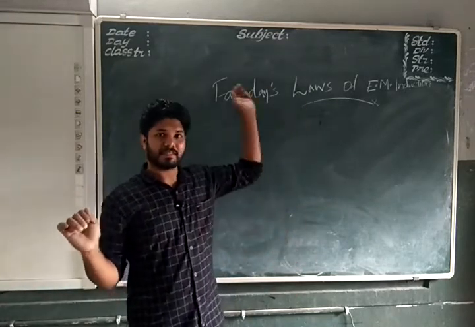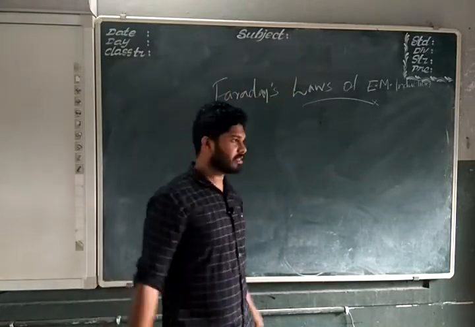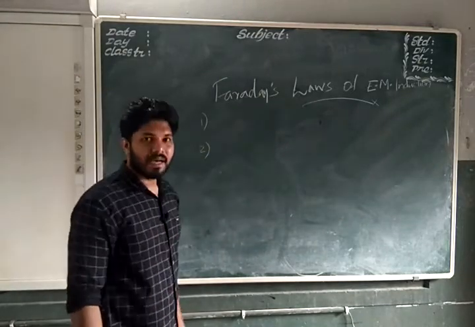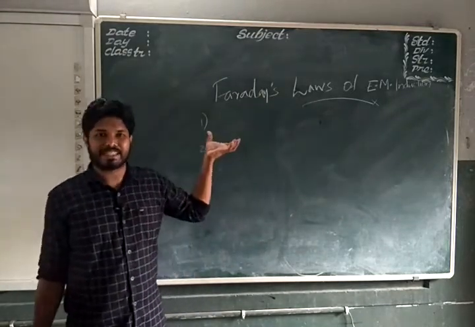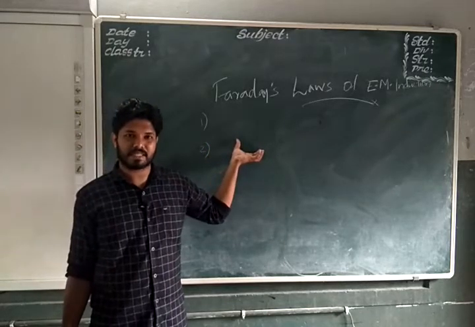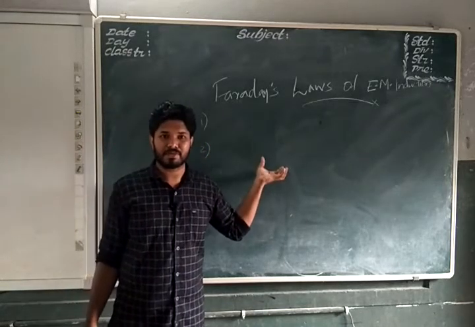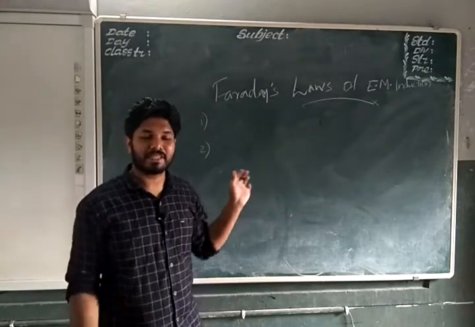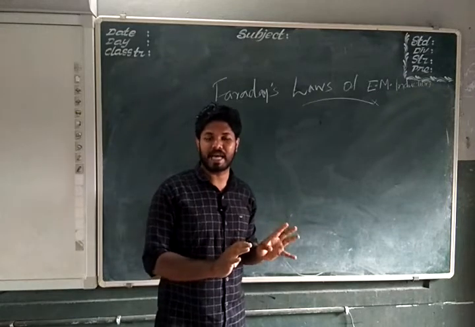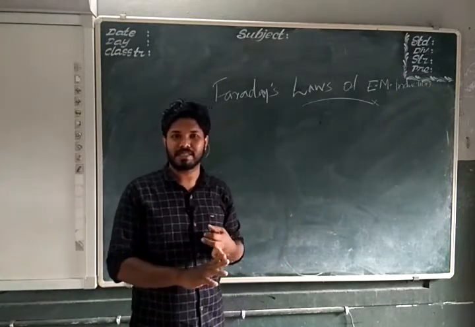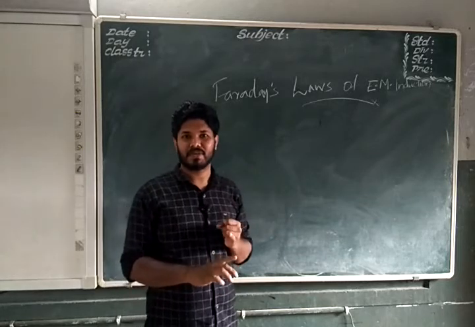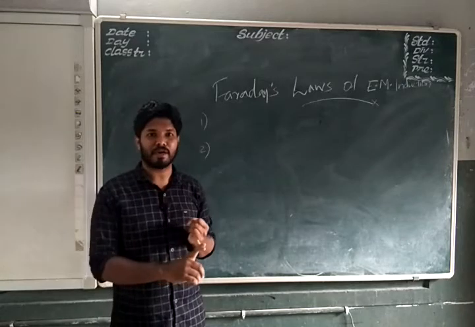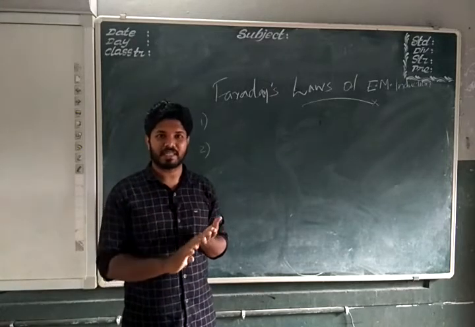Now we are going to discuss two laws given by Faraday for electromagnetic induction. The first one is that an induced current or potential difference is made in the circuit as long as there is a change in the magnetic flux, and if there is no change in the magnetic flux, no current or potential difference is induced. What is the first law? The change in magnetic flux induces a current or potential difference.